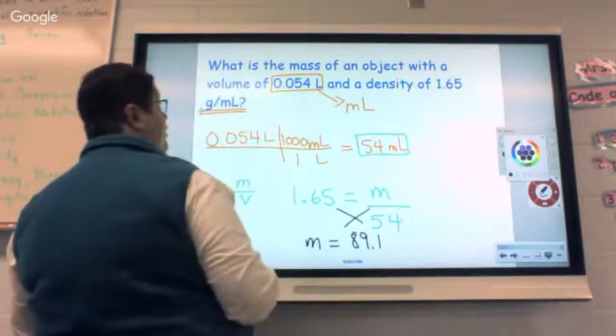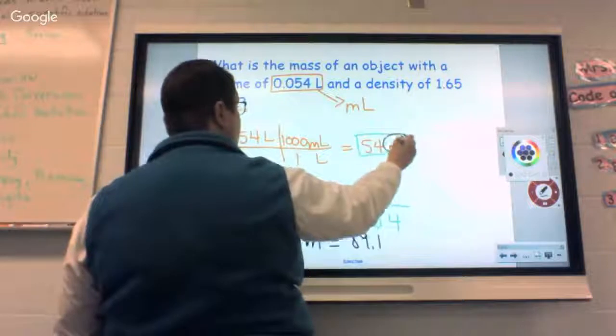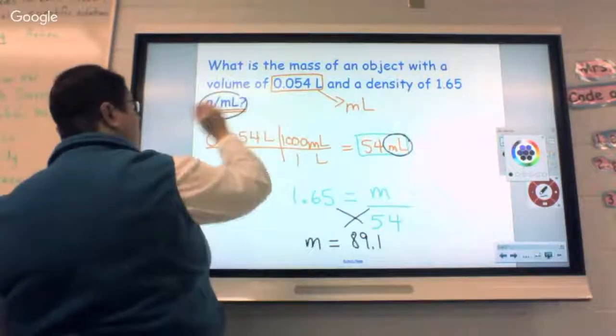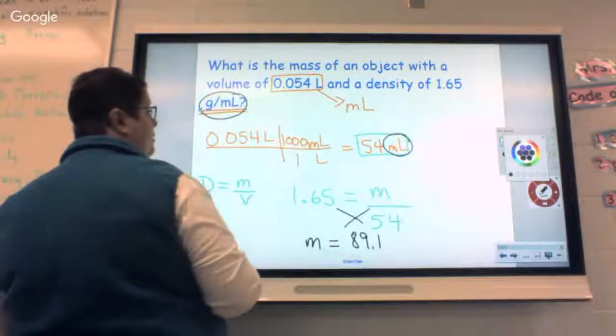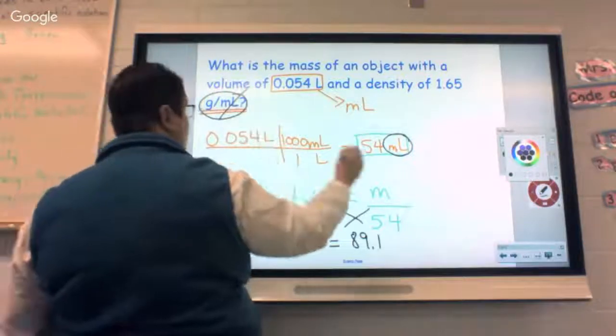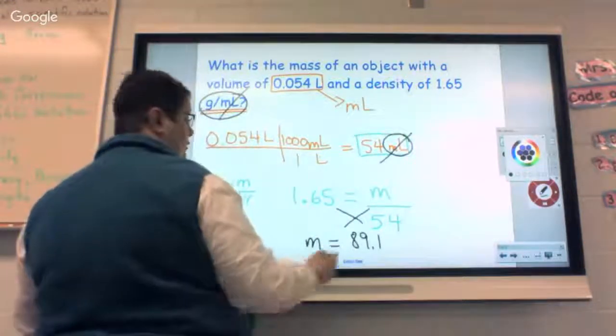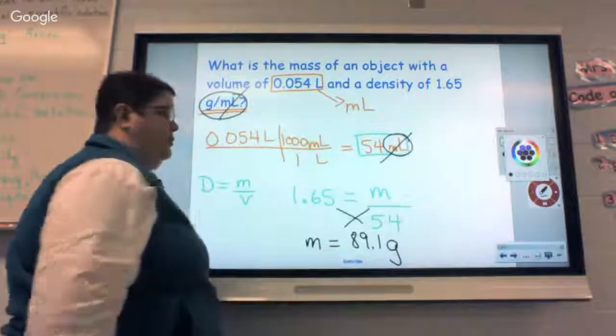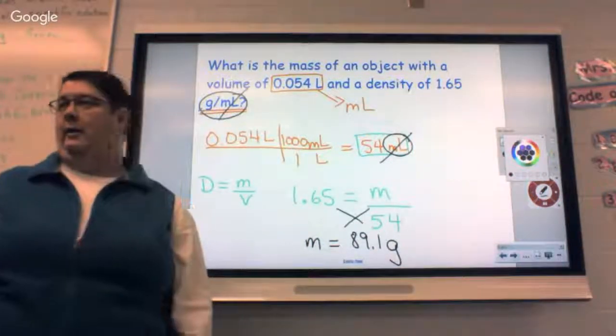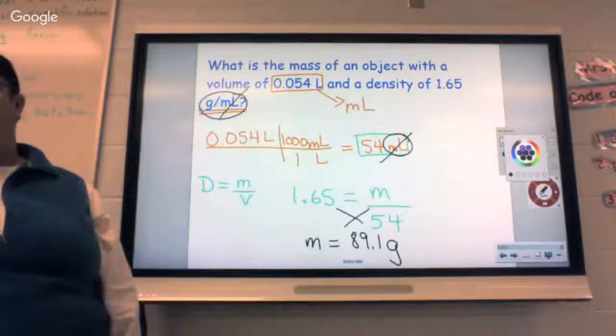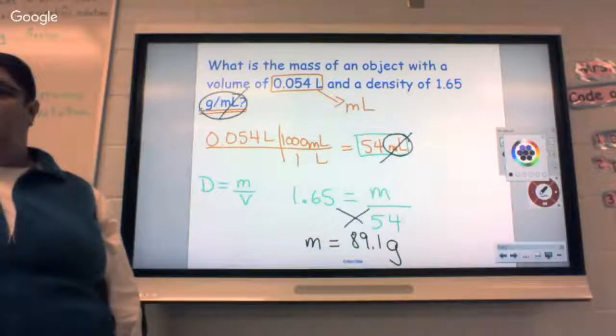89.1. Check my unit. This is a milliliter. This is a gram per milliliter. Do they have anything in common? The milliliters are going to cancel out. And I'm left with what? And there's my answer. Questions about how I did that? Does that make sense? Any issues with density?